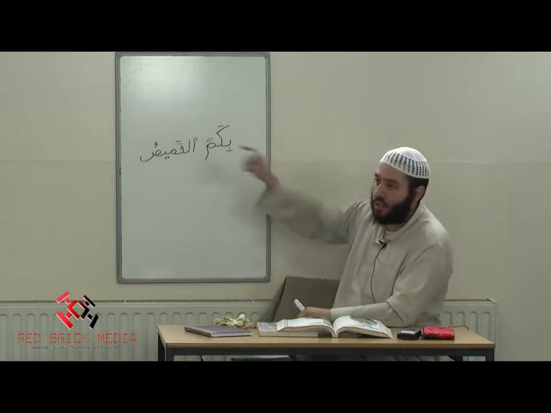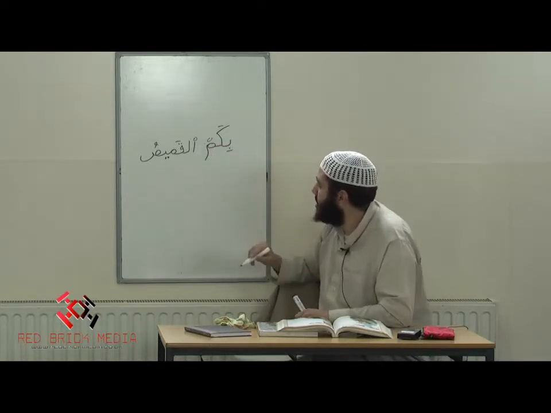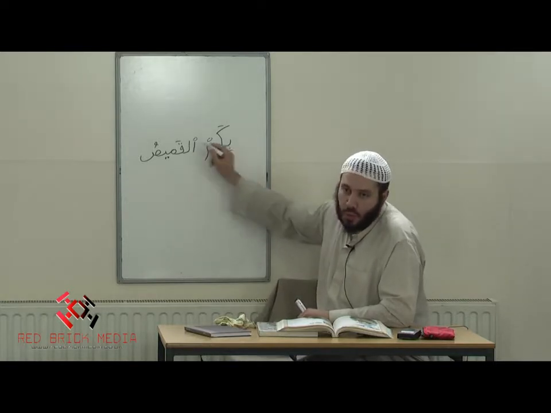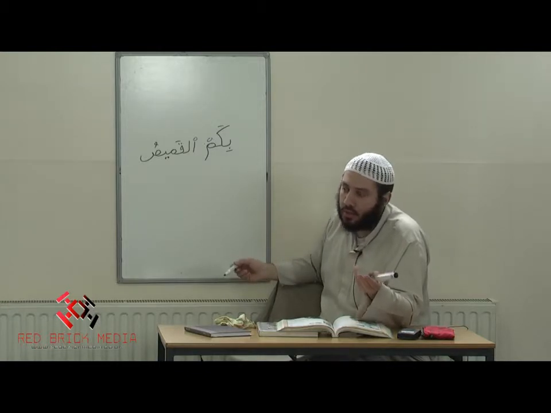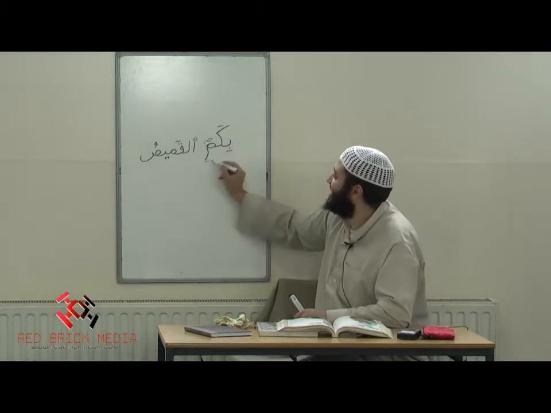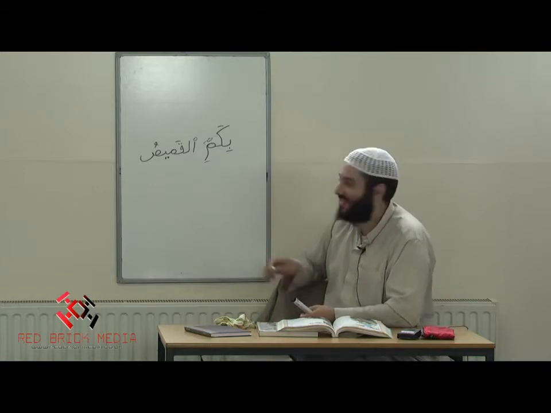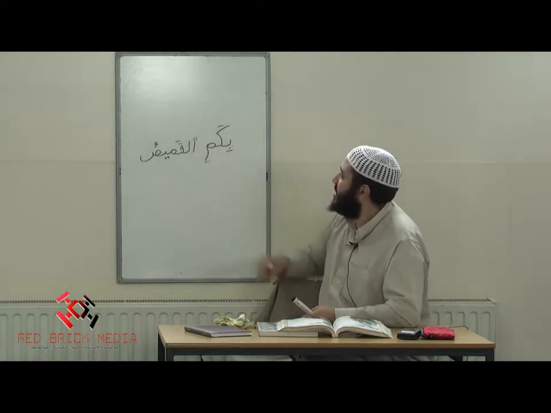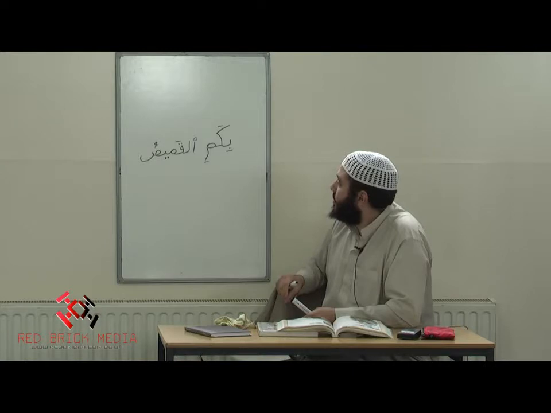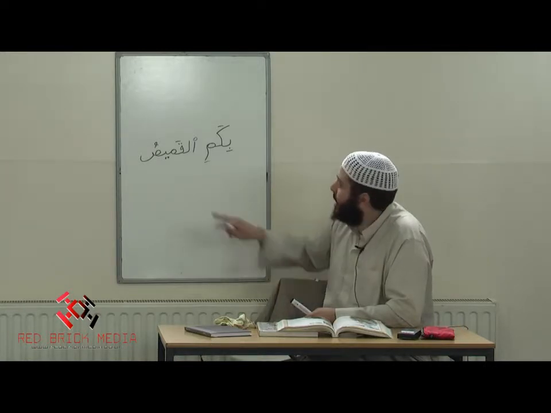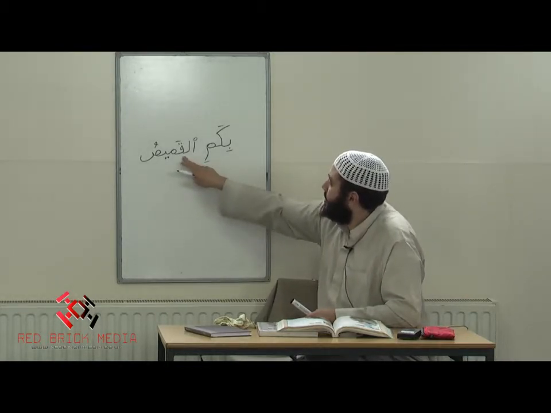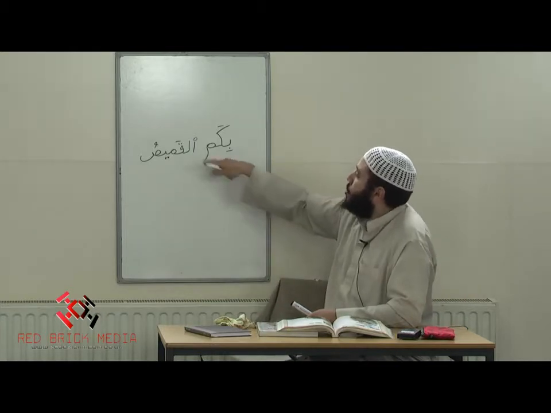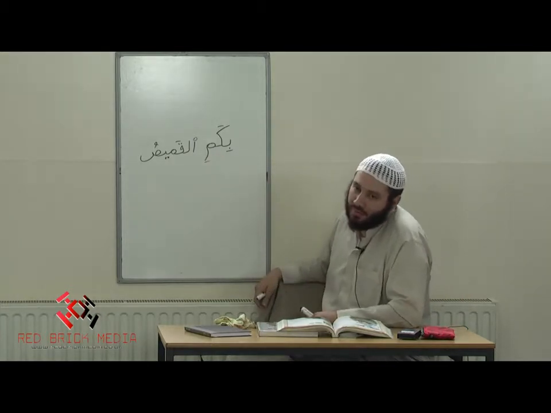It was like this before: "bikam al-qamis." You see? Two sukoons next to each other. One has to compromise. Which one is that? The first one? No. Yes, the alif. Alif has sukoon. Bikamil qamis. Two sukoons next to each other is not allowed.